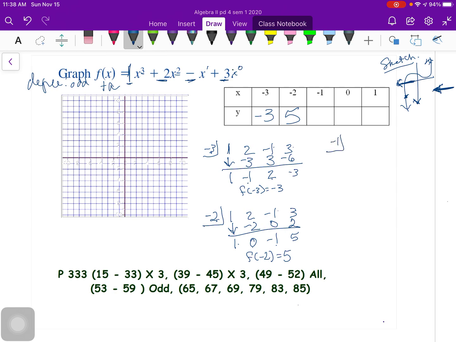Now I'm going to do the negative 1. Negative 1 times 1 is negative 1. Added to the 2 is 1. Negative 1 times 1 is negative 1. Added to the negative 1 is negative 2. Negative 1 times negative 2 is 2. Added to the 3 is 5. F of negative 1 is 5.